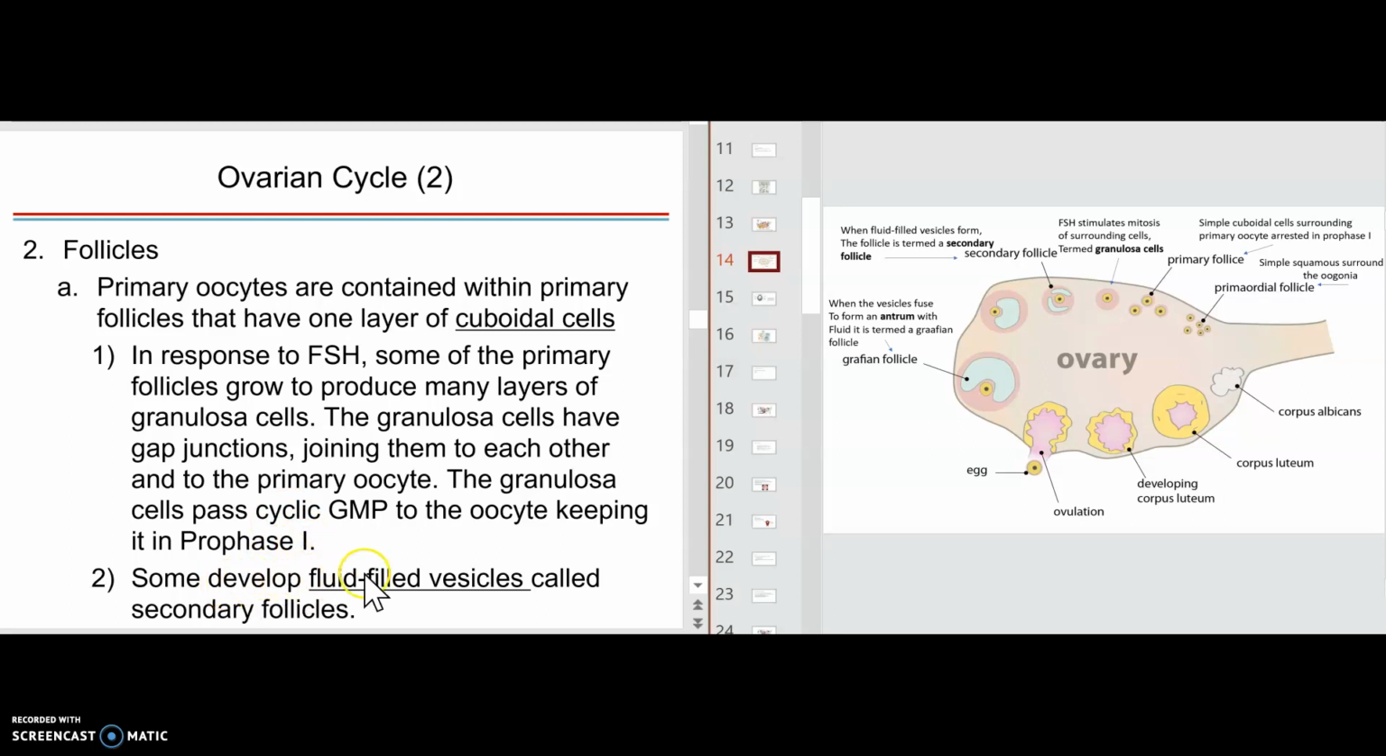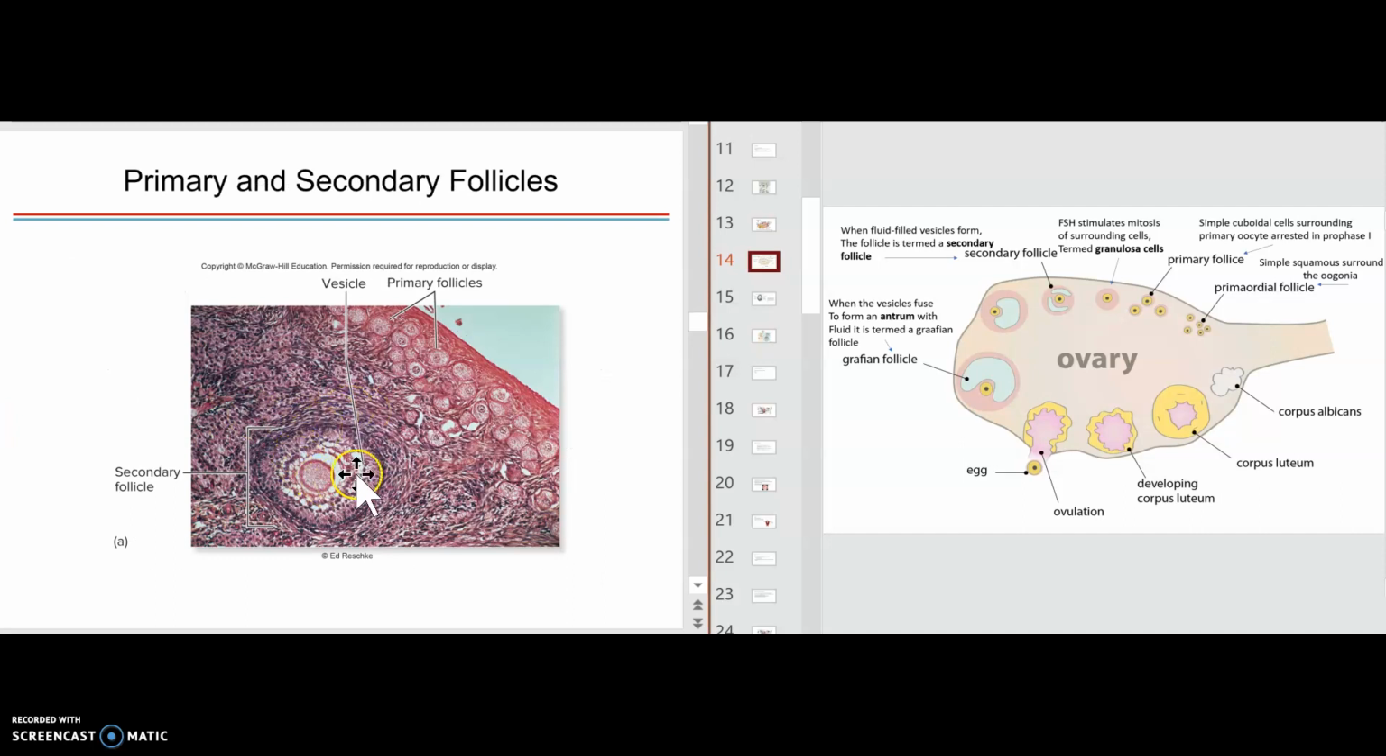Now, some of these follicles develop vesicles called secondary follicles. When they develop these vesicles, multiple vesicles, still surrounded by a bunch of granulosa cells, then we'll call this a secondary follicle. But the key is you see all of these fluid-filled spaces. All right, so here's a primary follicle, secondary follicle, a bunch of fluid-filled spaces.